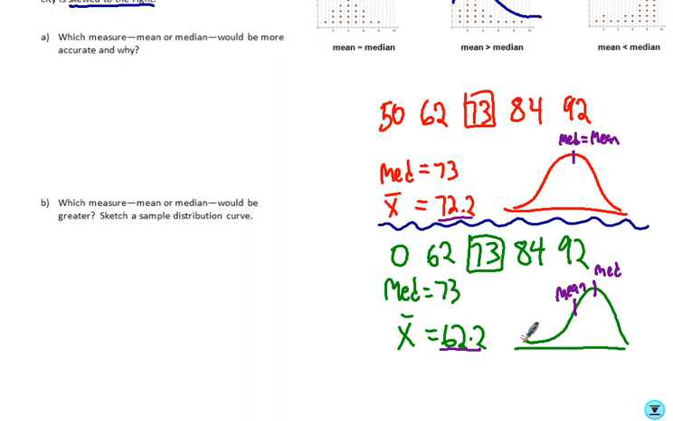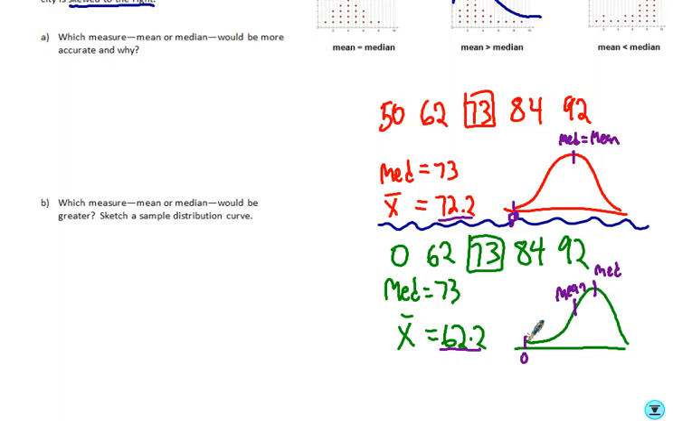the fact that our lowest grade was a 50, but now our lowest grade is a 0. So I have to stretch that curve all the way out to my lowest number, which in this case would be 0. So that mean slides to the left. So we would say that in this case it's skewed left.